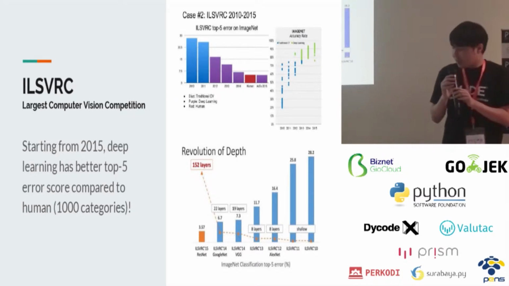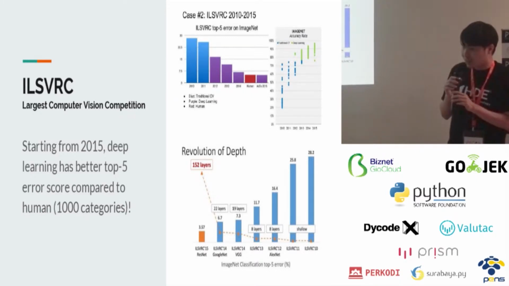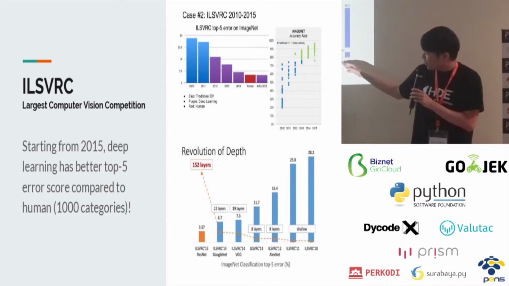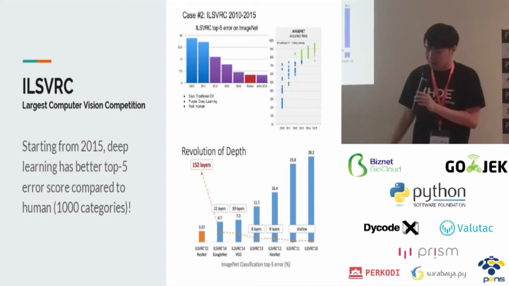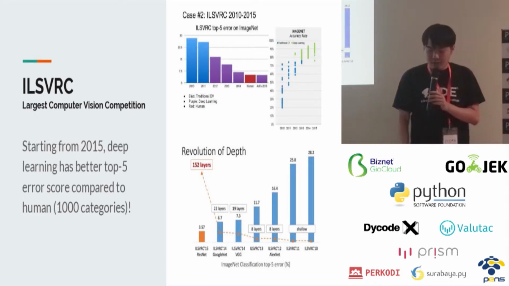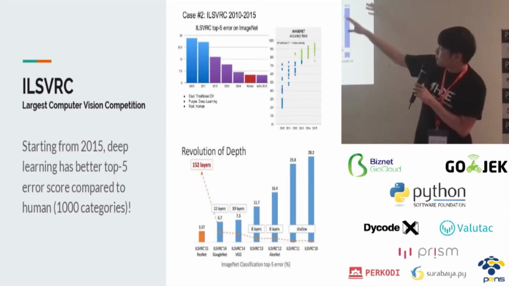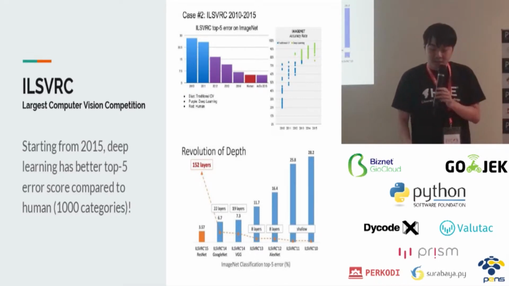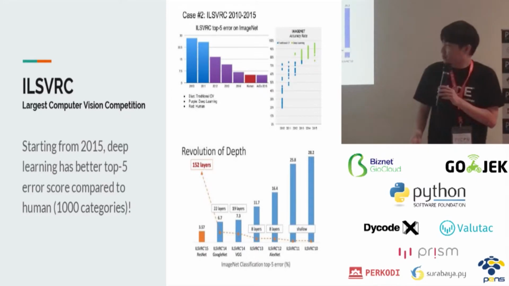Deep learning actually started to become popular in the last several years. If you see from this graph, it started to become popular from 2012. And starting from 2015, deep learning actually has a better top 5 error rate score compared to human beings. Humans tend to make around 3% of mistakes in classifying objects. And right now, deep learning can actually do it better.